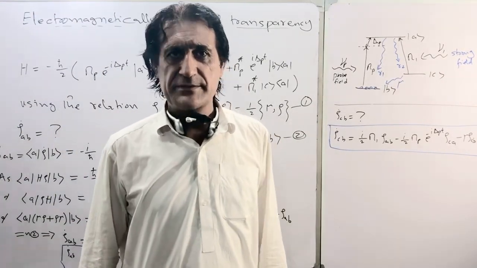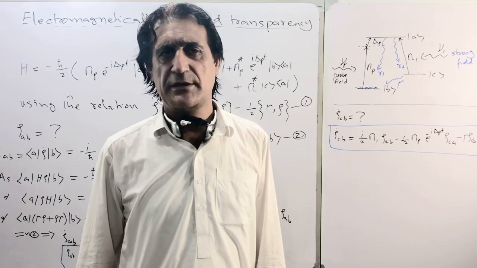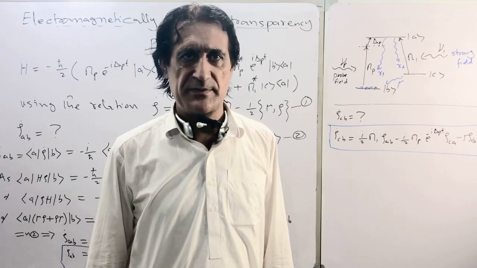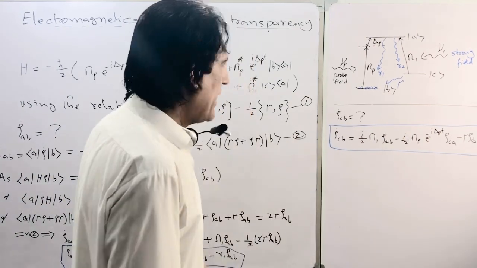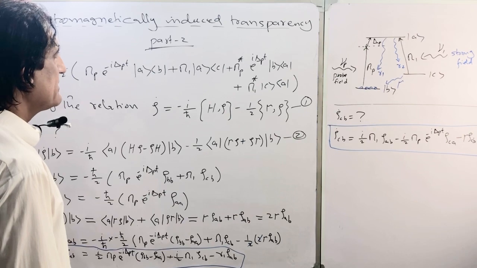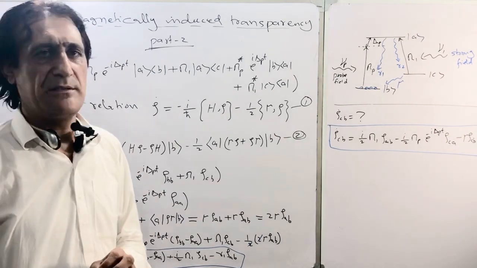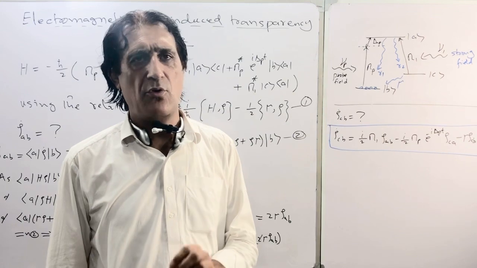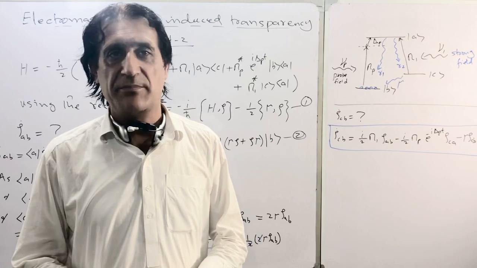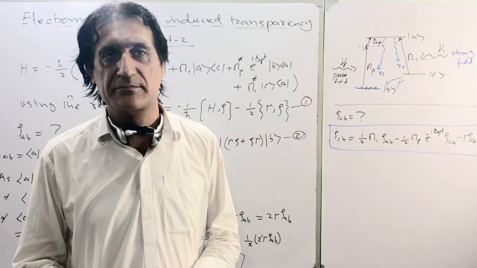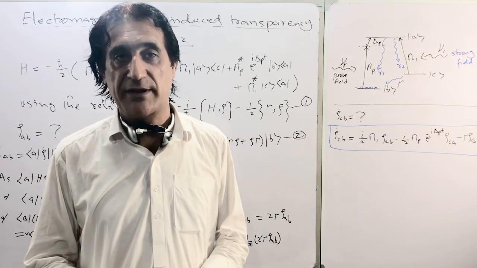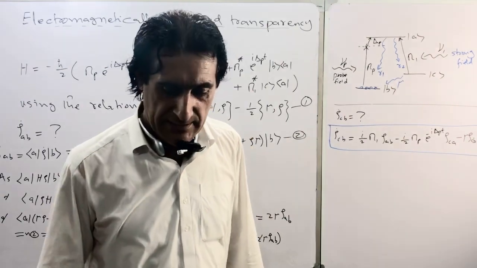Hello students, last time we discussed the physical concept of electromagnetically induced transparency. Today I am going to discuss electromagnetically induced transparency mathematically: how we can derive the susceptibility of the atomic medium and how we can get the EIT window.